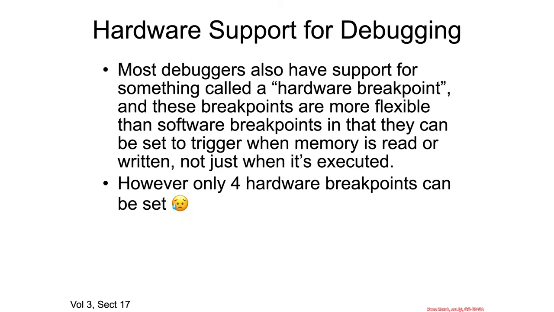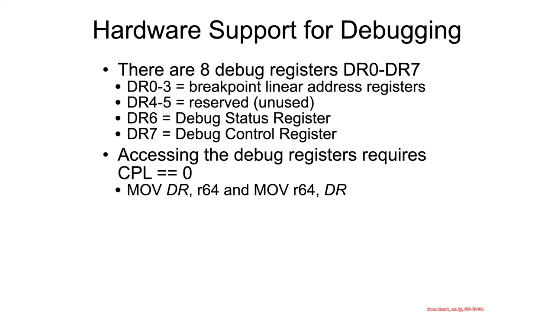In addition to an unlimited number of software breakpoints that can be set by a debugger inserting a hex CC over the top of some assembly instruction, there's also support for what's called hardware breakpoints. These are things that are built into the hardware where when it sees a particular address, it will cause an interrupt. Unfortunately, there's only support for 4 hardware breakpoints.